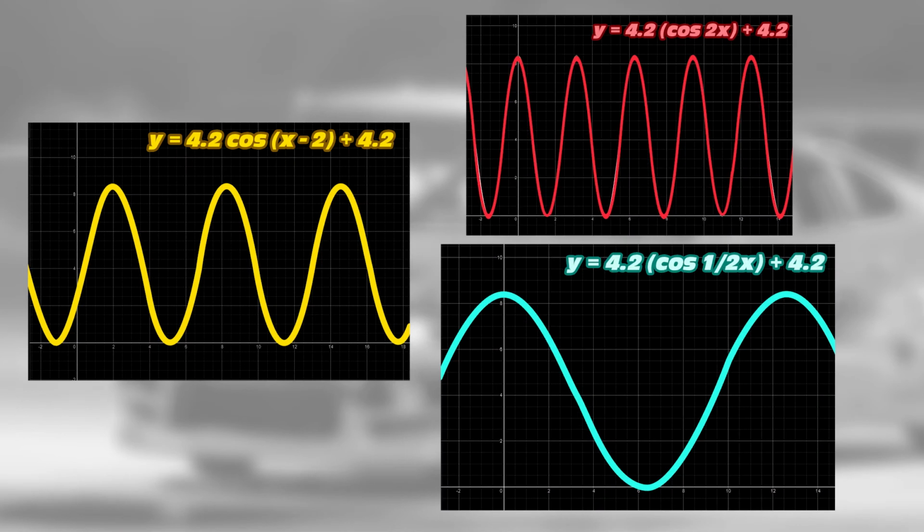Now that we've got our trigonometric function, let's move on to my second function. For our next function, we will take a look at a polynomial function.